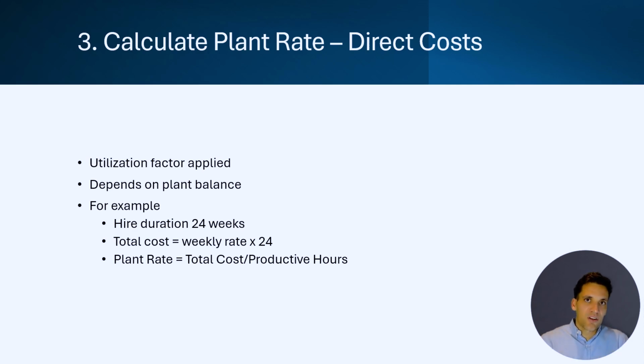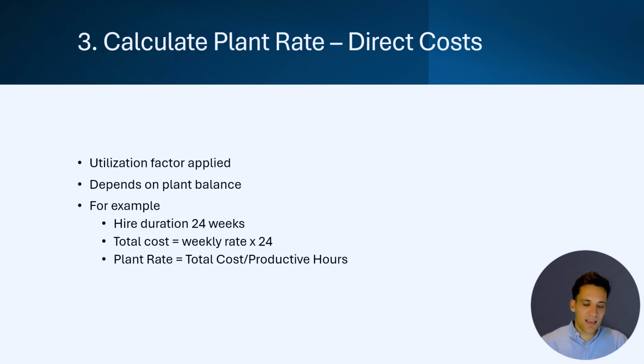That's going to depend on its utilization factor. Now, its utilization factor could be thought of as the percentage of time that you're working on the project that the plant is doing productive work. So for example, if we've got an excavator on site for 24 weeks, and we're paying a weekly rate of $1,000 a week for it, the plant rate we're going to charge our direct cost activity will be the total cost, so $24,000 divided by the productive hours.